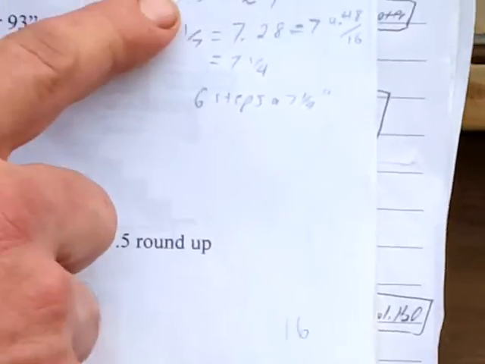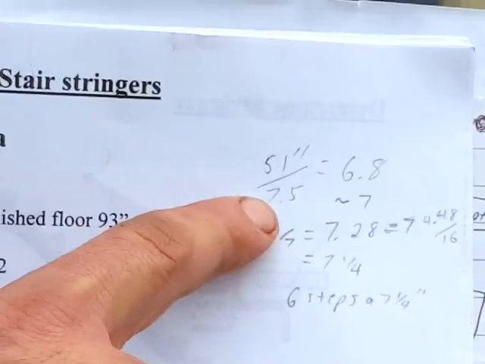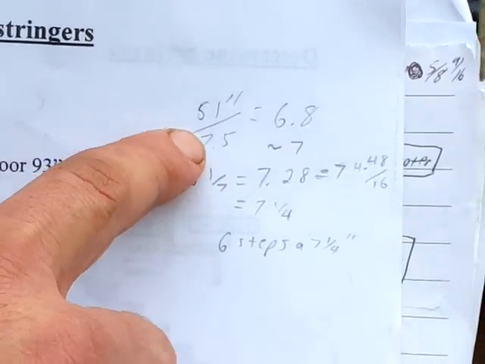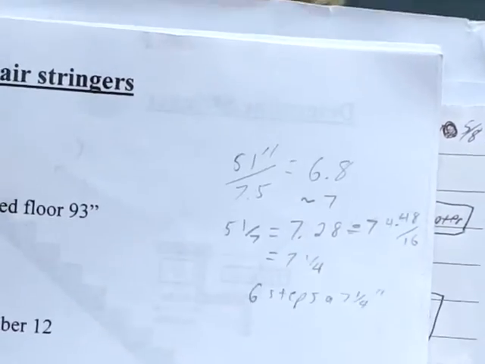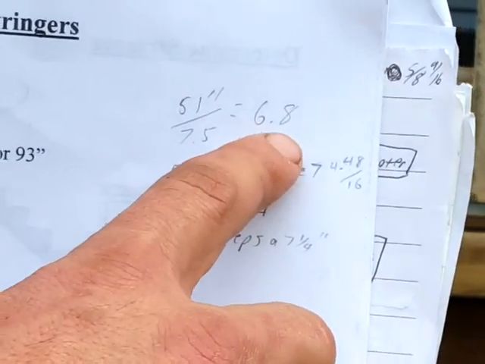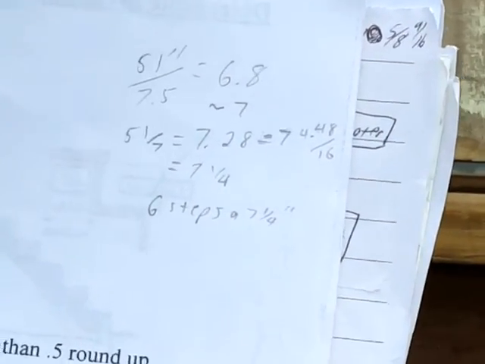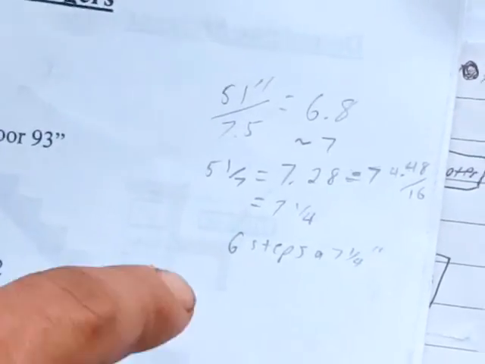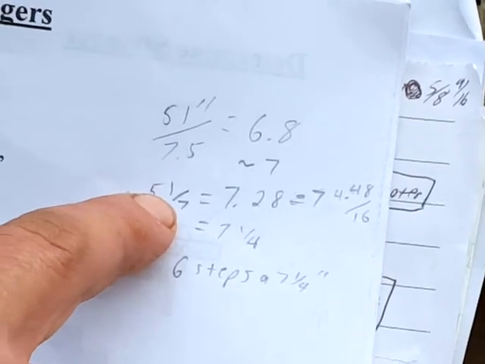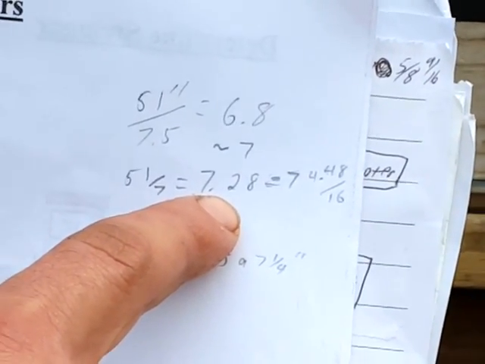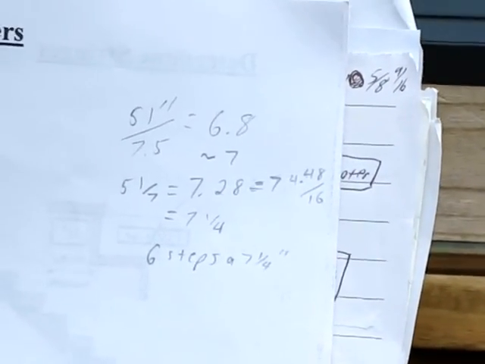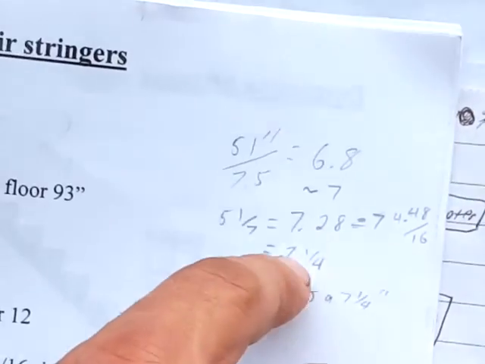Punch in your calculations. 51 inches divided by 7.5, which is our typical rise, gives us 6.8. Round that up or down to make a whole number. That's pretty close to 7. Okay, so we know we're going to have our 7 steps. So 51 divided by 7 gives us 7.28, which is going to be the average rise for each step.